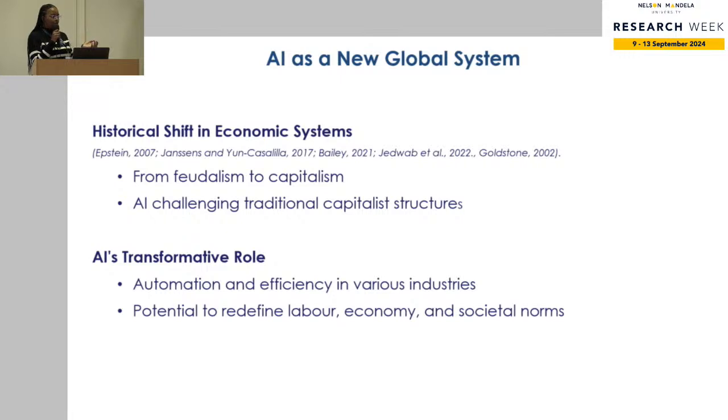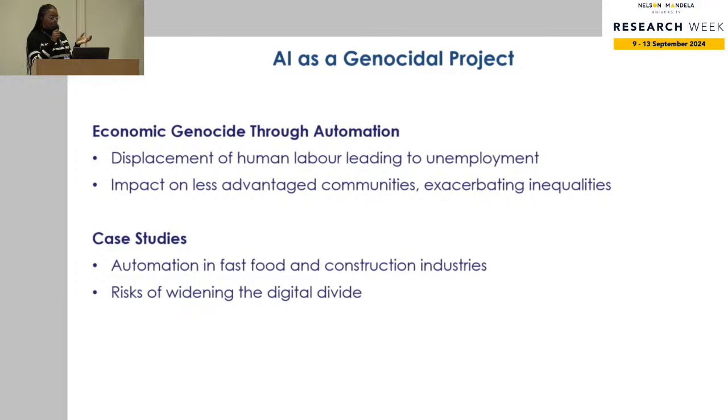And now with the arrival of AI and automation, we're seeing this new global system of automation trying to take away human labor, and that in a way leads us to think about AI becoming a genocidal project. And by genocidal project, we mean that because AI takes a lot of the human labor away from a lot of tasks, does that mean it's depriving people of their livelihoods, thus leading to economic disenfranchisement, more unemployment, which could lead to societal unrest, a lot of negative repercussions for society as a whole.